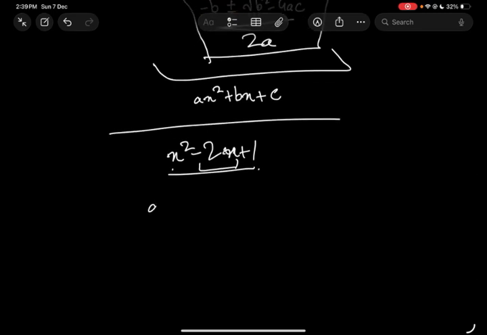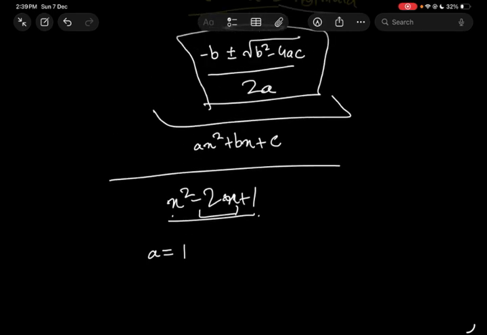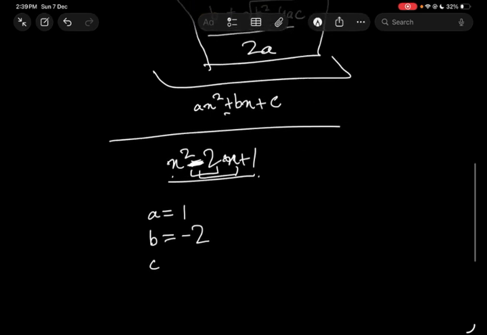So in this case, a is equal to 1. Right here, there is no coefficient, so a is equal to 1, because 1 times x square is simply x square. b is equal to minus 2. Remember, take the negative sign also, because we are using plus over here, hence we have to take the negative sign too, not just the number. So minus 2, and c is equal to 1 right here.